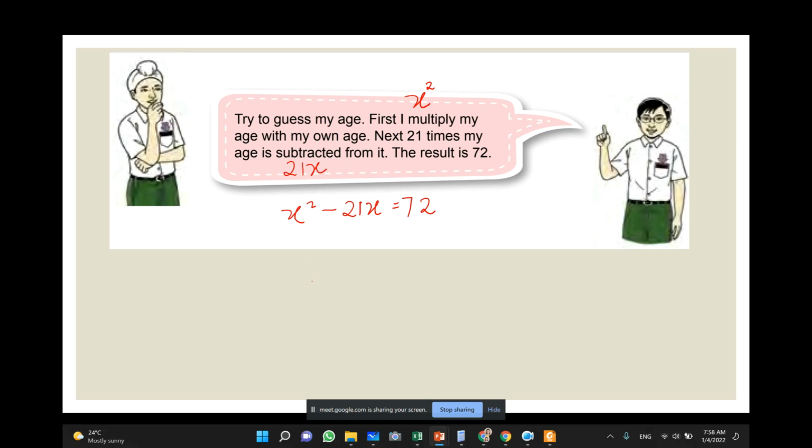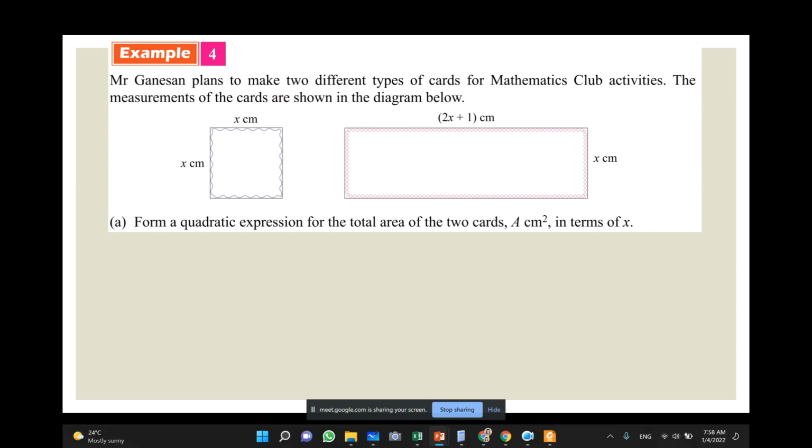So I'm sure you know how to solve this already, because you have learned this in form 1. Do you want me to show you how to solve it? No answer. No need. I don't need. Okay. No need. Okay, good. So we carry on because this is example only.